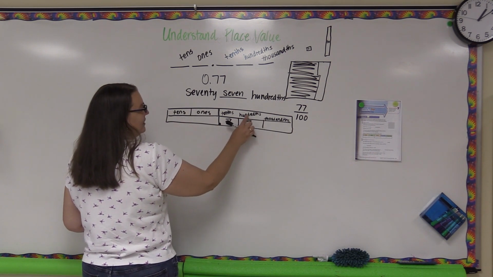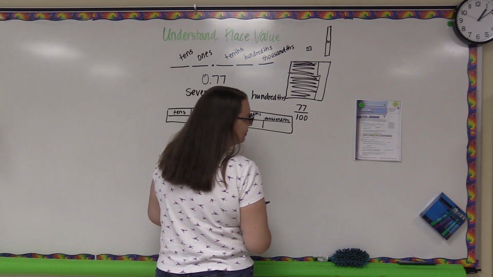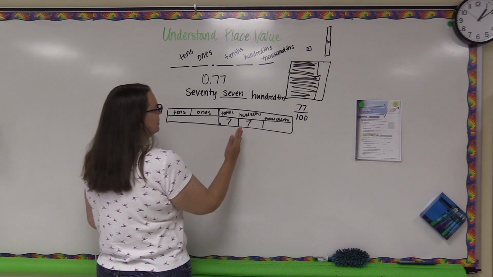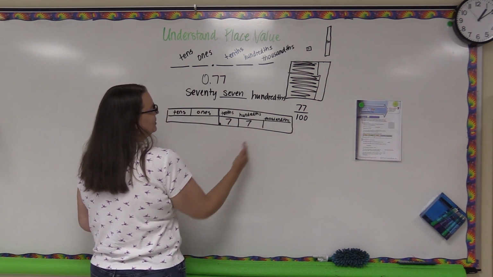You have 77 hundredths. Look at number 2. We're going to be talking about the relationship as we move from one place value spot to another.